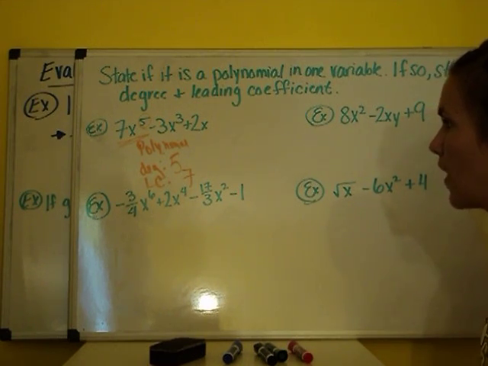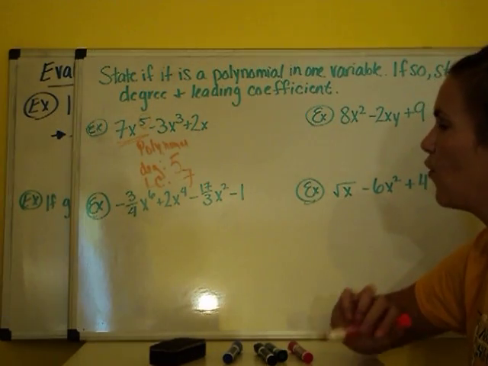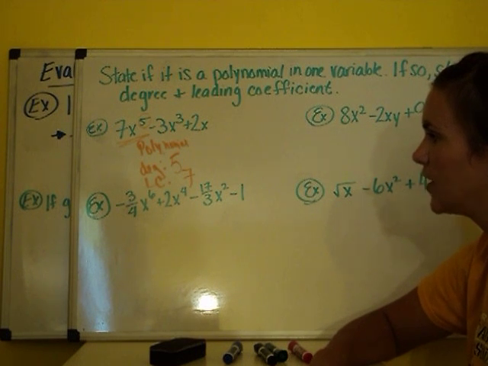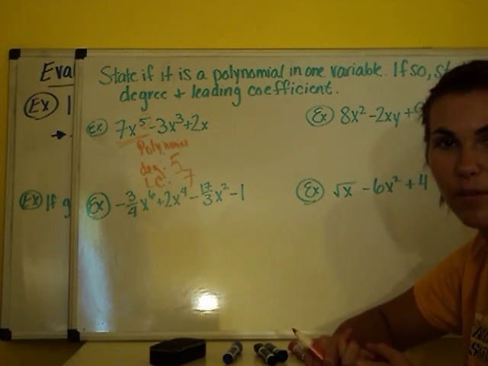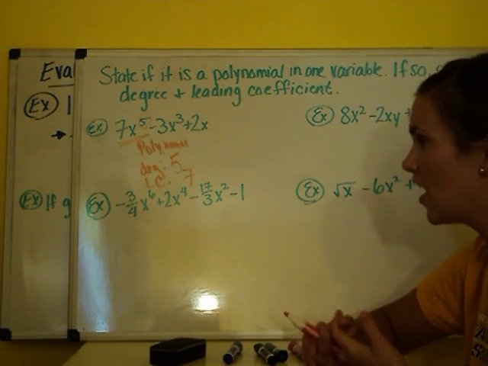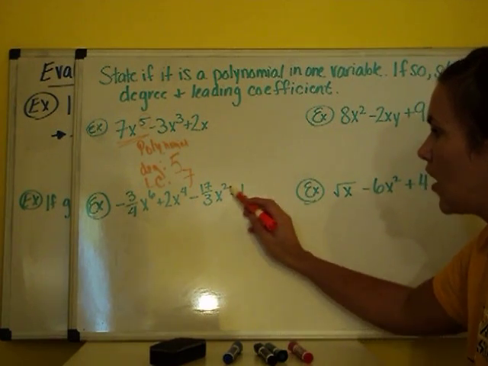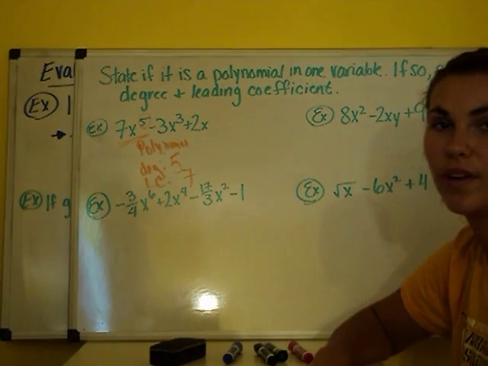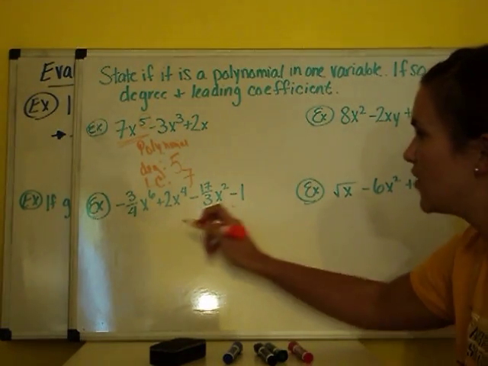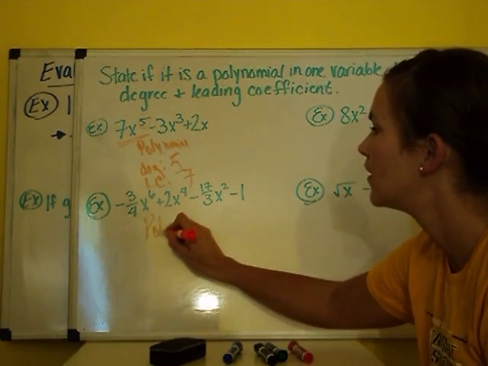Right here we have negative 3/4 x to the 6th plus 2x to the 4th minus 17/3 x squared minus 1. Do we all have one variable? Yes, we only have x's. All of our exponents are positive integers, and all of our coefficients are real numbers. We have no imaginary numbers. So this is a polynomial.